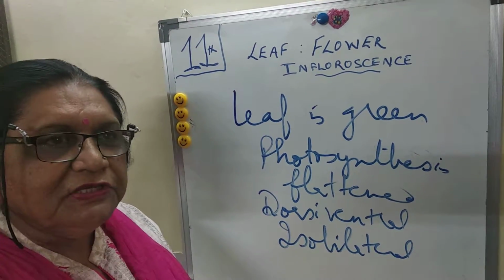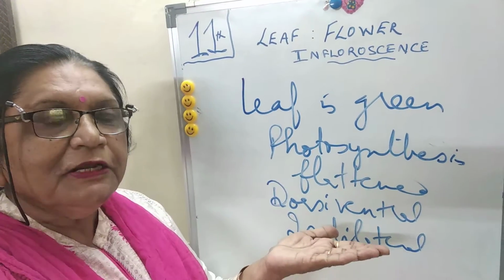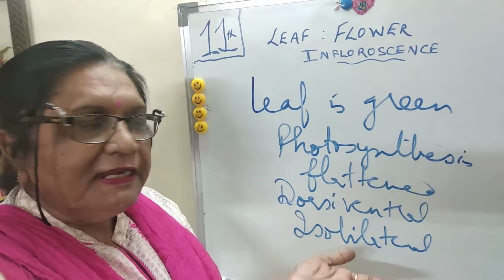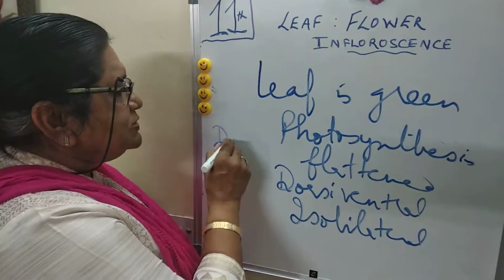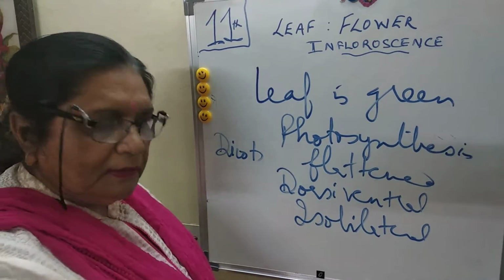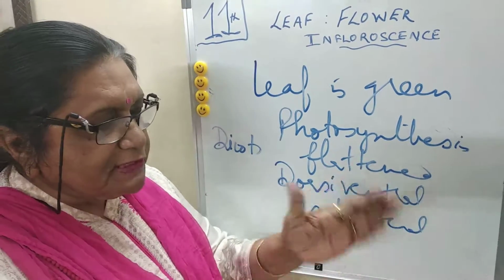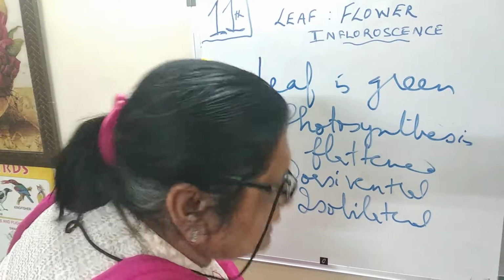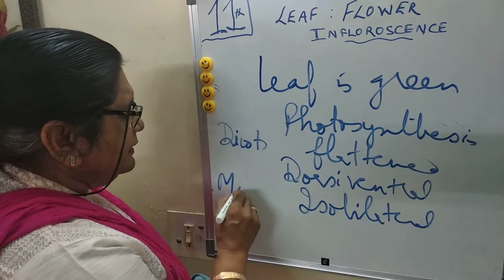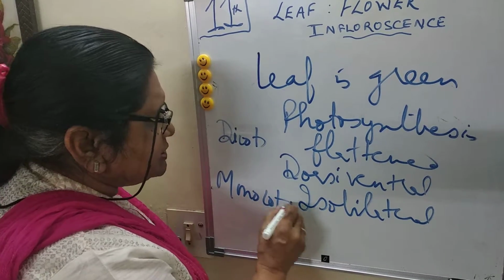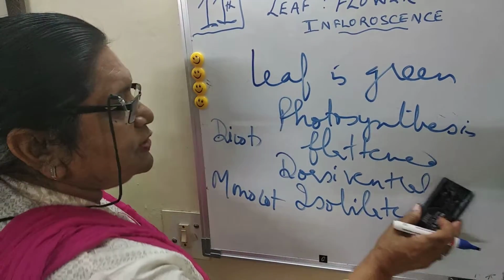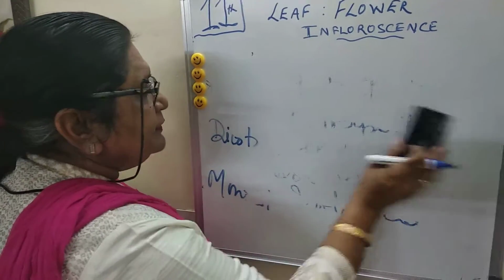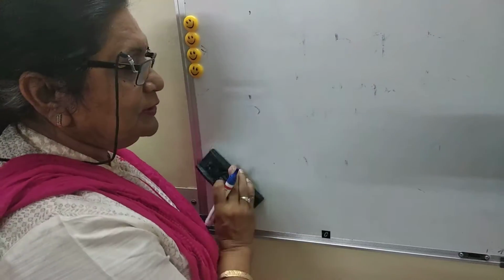Dorsiventral means having two surfaces, upper and lower surface. That means one surface is exposed to sunlight. That is a feature of all dicots. Isobilateral means both surfaces are exposed to sunlight, and they are monocots. So leaf, next feature, they are of limited growth.